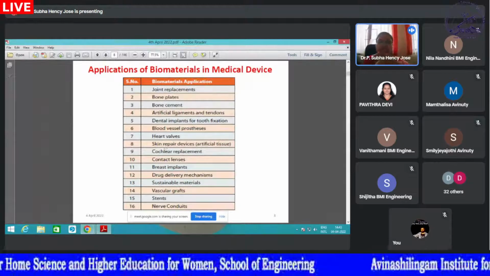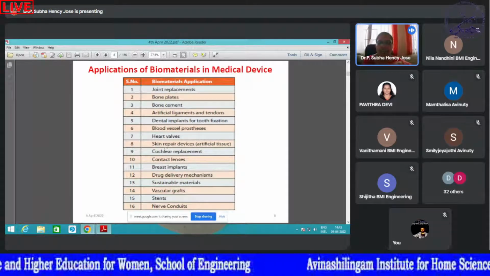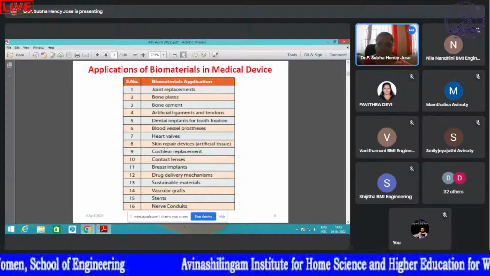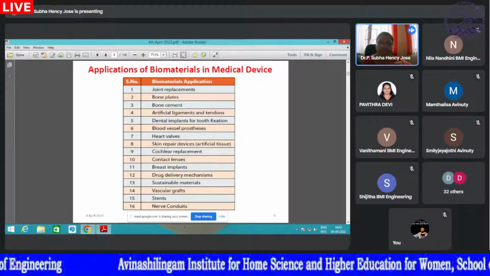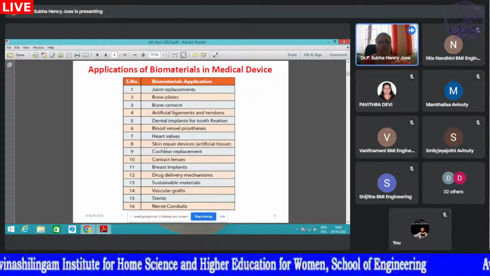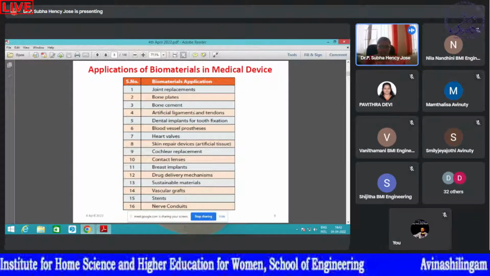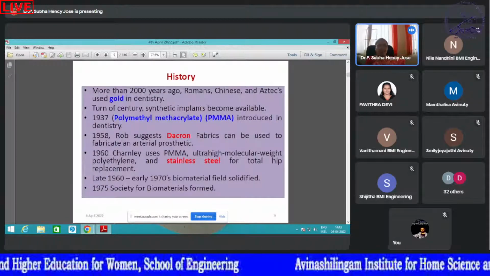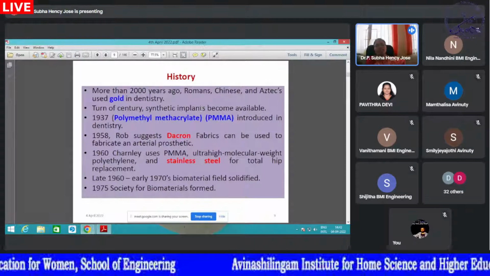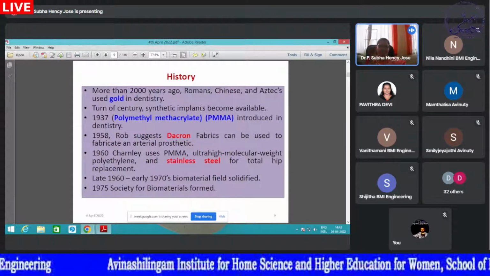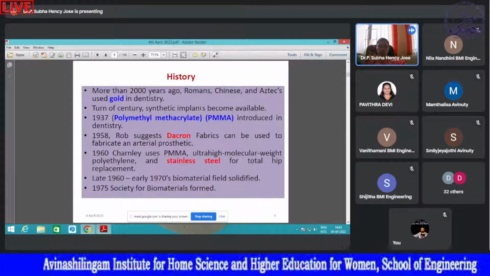Now these are the various applications. They can be used for breast implants also. One more important thing is for breast implants, for stents, for dental implants, and you have the artificial ligaments and tendons. So all these areas you can use these biomaterials. So coming to the history of the biomaterials, in those days you might have heard about this. A person might have used a gold tooth.